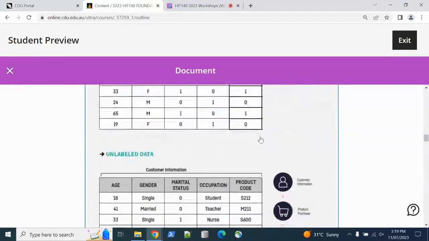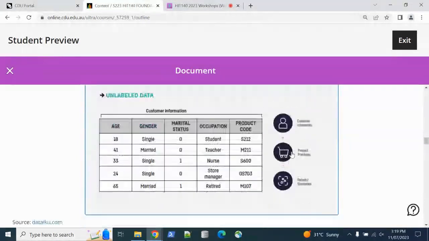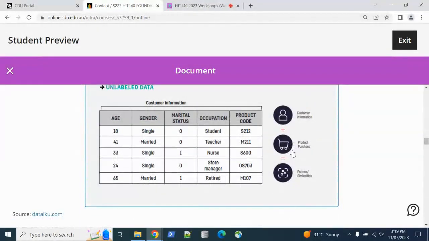Okay. But there are cases where we don't have those labels. For example, we have data from a supermarket about the customers. We have customer age and gender. Sorry, this is kind of swapped, so gender should be here. Then marital status, single or married, occupation, student, and the product that they purchase. So we want to know which type of customers usually buy certain types of products.